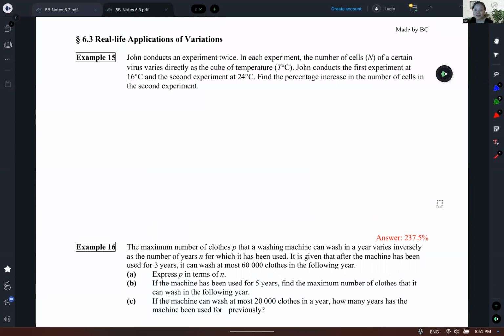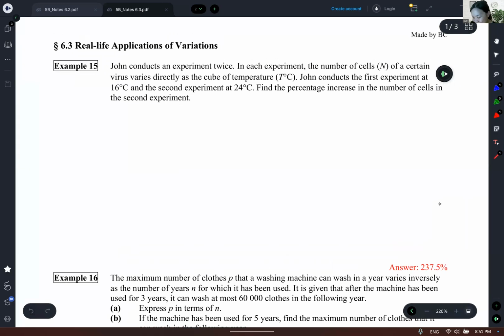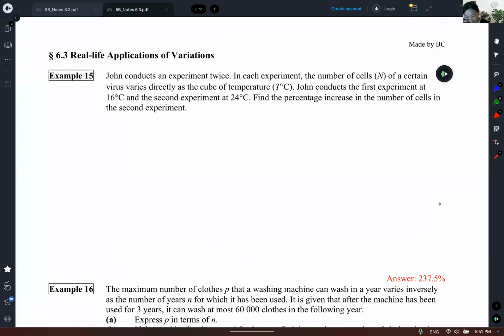Now look at the application. It's the last part of this chapter. In real life, how can this be applied? Most of the examples are easy. It's just the last one, maybe. Maybe the last one I need to say something. We just read it and then we'll solve it.